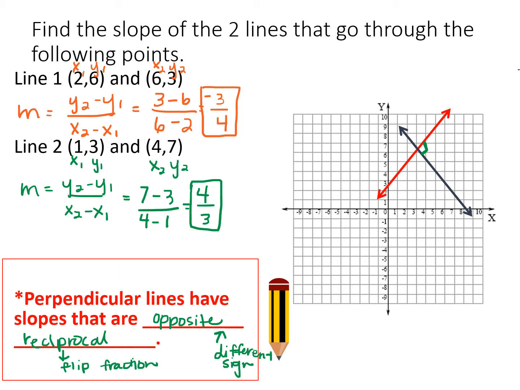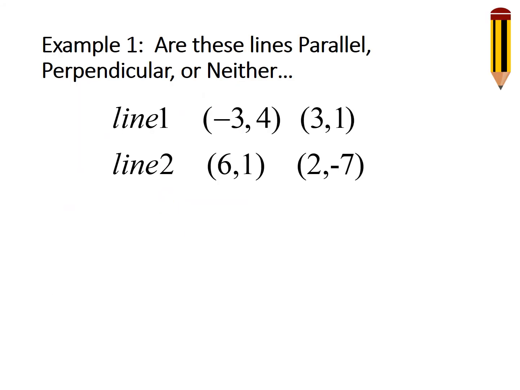So again, parallel lines are going to have the same slopes. Perpendicular lines are going to have opposite reciprocal slopes. All right, here we have to determine whether the lines are parallel or perpendicular, or even if they are neither.